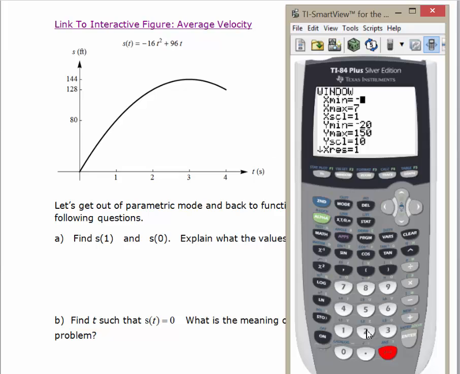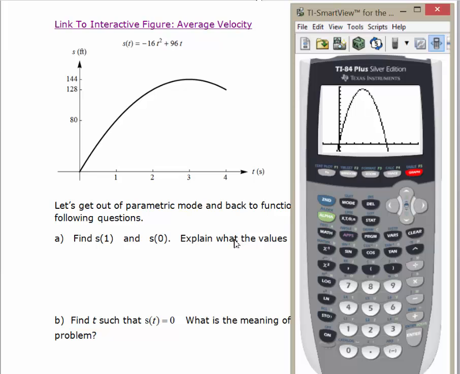And then my x max, I'm going to say about 10, to get the full picture in there. The scale of 1 is fine. My y min, I might keep it negative 20, and my y max 150 looks like it's going to be fine, since it appears that 144 might be the max. The scale of 10 is fine. And let's graph it. So there's our position function that we looked at before.